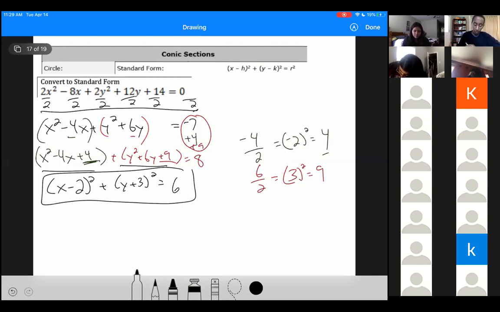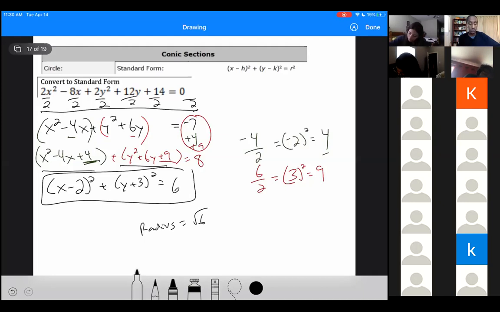So if you're finding the radius, you would leave it as a radical, by the way. You could just say it's the square root of 6 for the radius. That's okay, because it's a decimal, what squared gives you 6. Okay, so that's how you convert by completing the square.